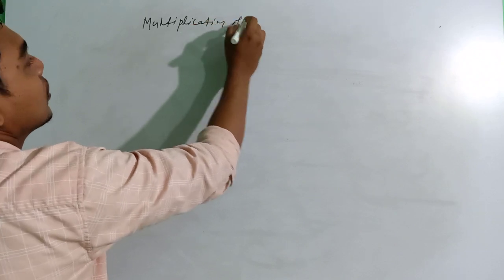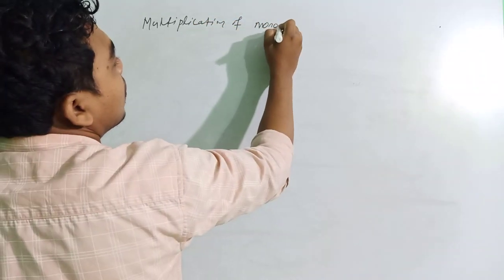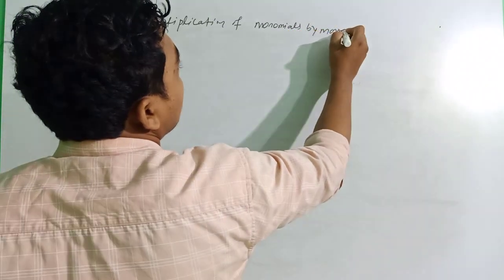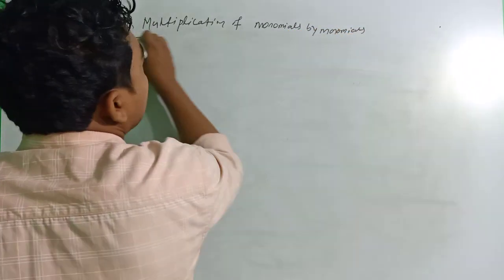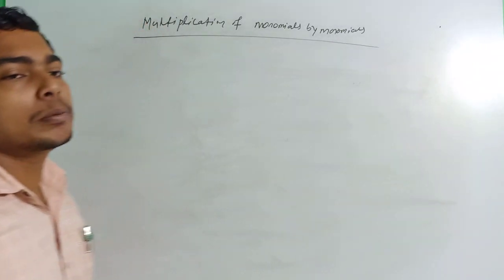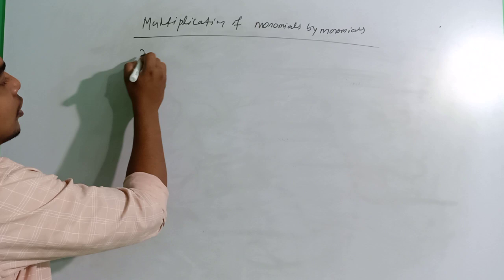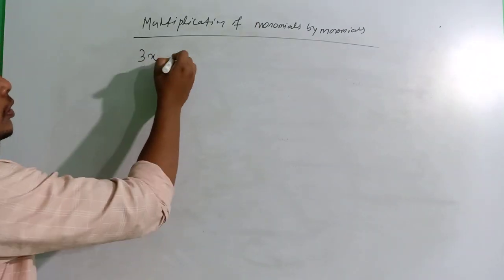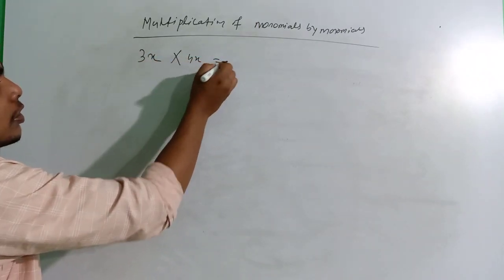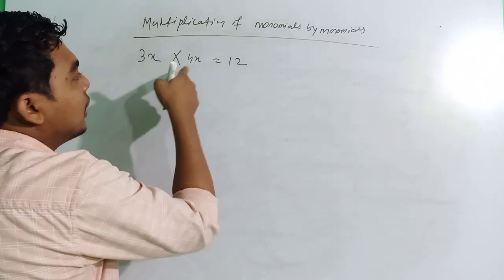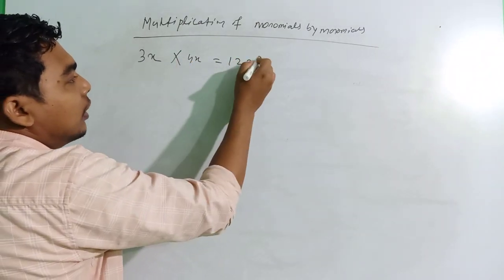Multiplication of monomials by monomials. So we will multiply monomials with monomials. Suppose we have another term 3x to multiply with 4x. First we have to multiply the numbers. 4 threes are 12, x into x, that is x square.